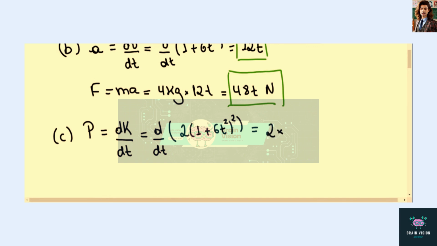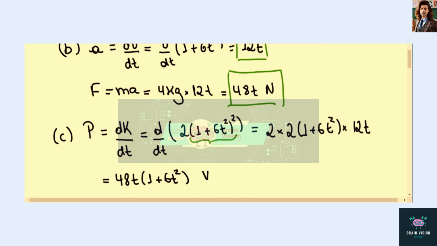times. Now I'm going to apply the chain rule for this expression here. So I'm going to differentiate the (1 plus 6t squared) squared first. It's 2 times (1 plus 6t squared) times the derivative of what's inside the parenthesis, and that is 12t. So this is equal to 48t times (1 plus 6t squared). This is in watts.